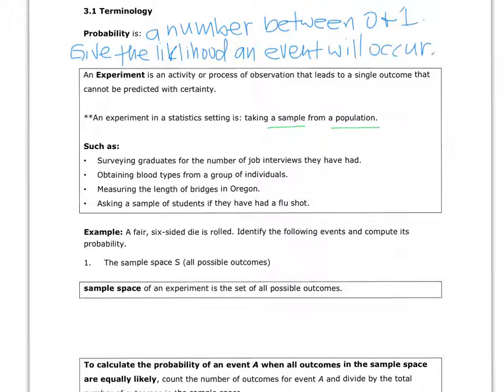So examples would be if we survey graduates for the number of job interviews they've had. Okay, we don't know what responses we're going to get from that survey. We don't know what members we are going to get from the population to be in the sample. It's not certain. All right, other things: obtaining blood types from a group of individuals, measuring the length of bridges in Oregon, asking a sample of students if they have had a flu shot. These are all experiments because we don't have certainty about what the result is going to be when we do those.